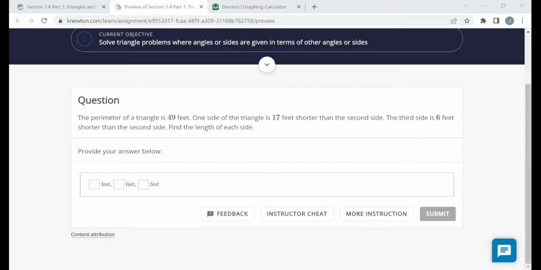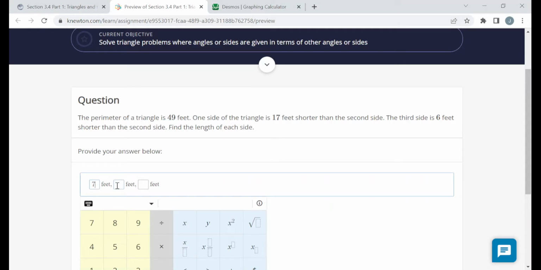They already have the word feet afterwards, so I don't need to put that. So the first side, 7, second side, 24, third side, 18, and that should be good.